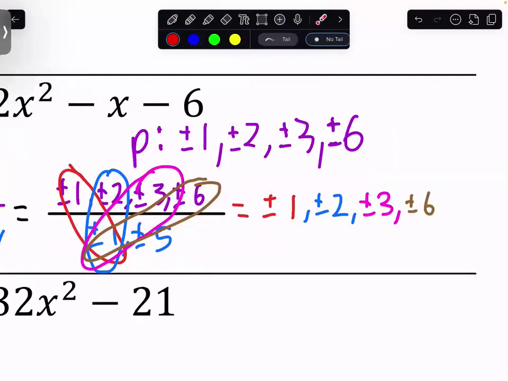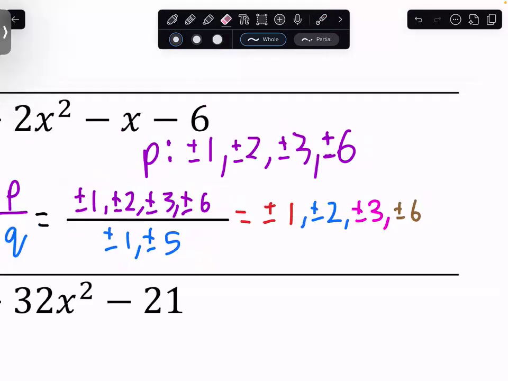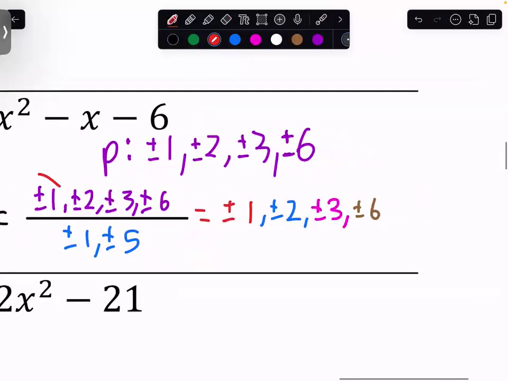Okay, so at this point, we've cycled through all the numerators and paired them with the first denominator. But now we need to go back through and pair everything with the second denominator. So I'm going to erase the first set of loops because it's going to get too crowded, but we already did them. Now I'm going to go back through and do 1 over 5.